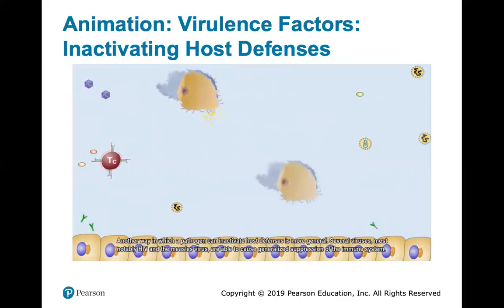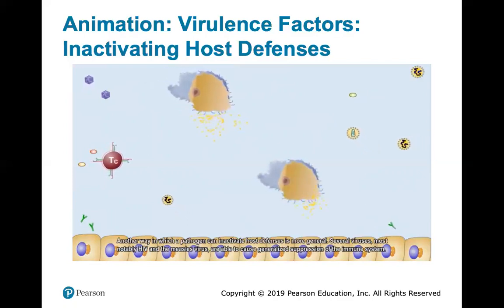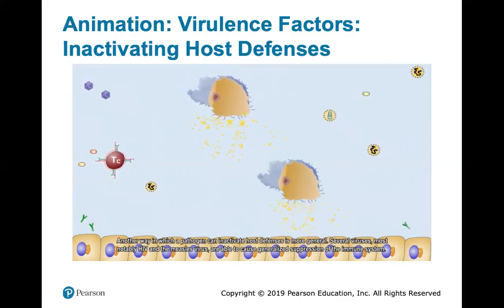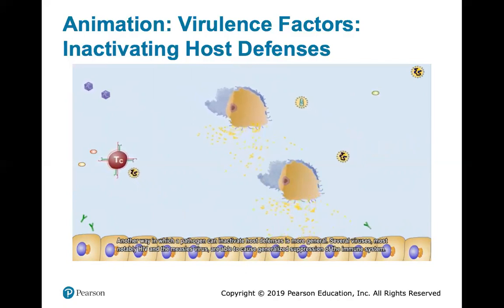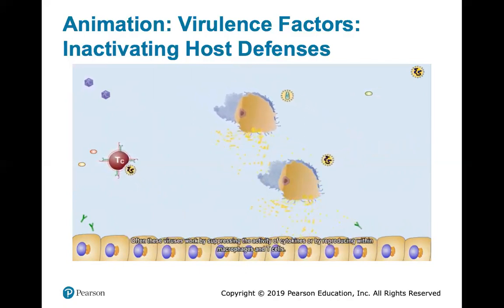Another way in which a pathogen can inactivate host defenses is more general. Several viruses, most notably HIV and the measles virus, are able to cause generalized suppression of the immune system. Often, these viruses work by suppressing the activity of cytokines or by reproducing within macrophages and T cells.